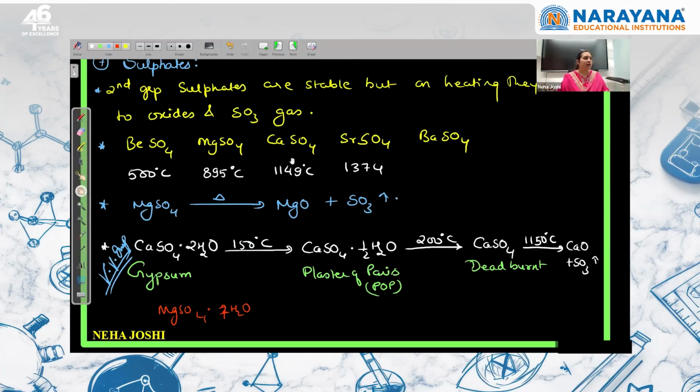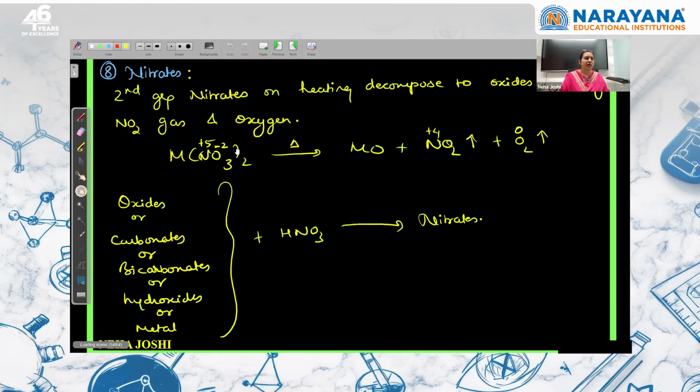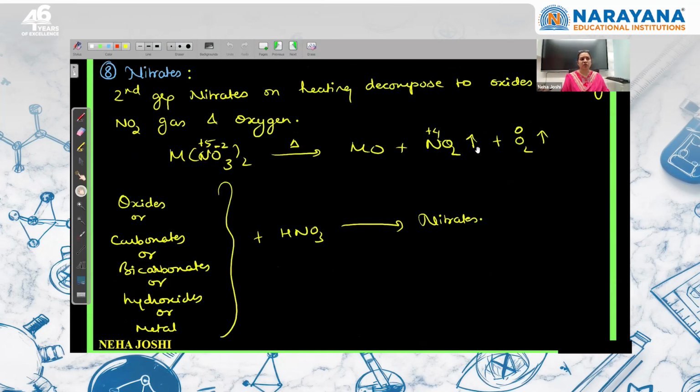Okay. Moving further, nitrates, same. Second group nitrates are unstable. They decompose to oxide, NO2 and O2.